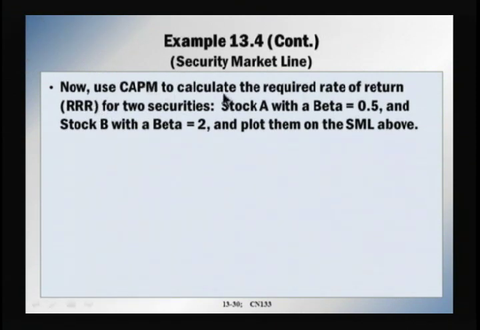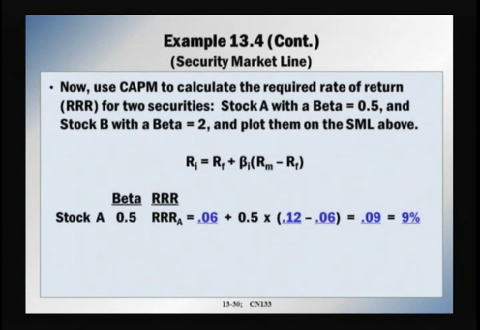Now let's use CAPM to calculate the required return for 2 securities, stock A with a beta of 0.5 and stock B with a beta of 2. And we'll plot them on the security market line that we just generated. Plugging those into CAPM, the beta of 0.5 is multiplied by the market risk premium of 6%. That produces a risk premium of 3% added on to the risk-free rate of 6%, producing a return of 9% for stock A that had a beta of 0.5.